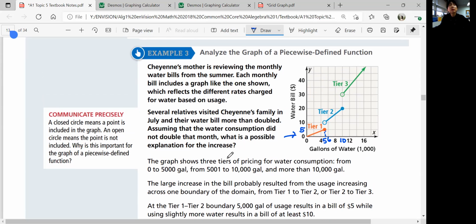What is a possible explanation for the increase? Why do you think the rate changes? Why do you think the rate, the speed, increases? So tier 1, it slowly increases. Tier 2, it kind of speeds up. And then tier 3, it increases really fast. Why do you think so?